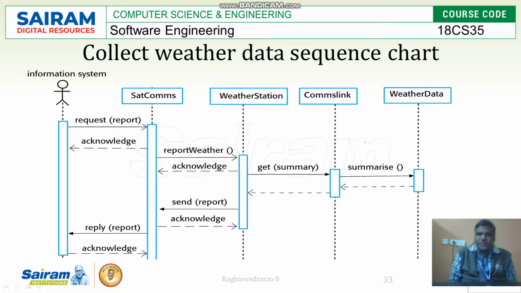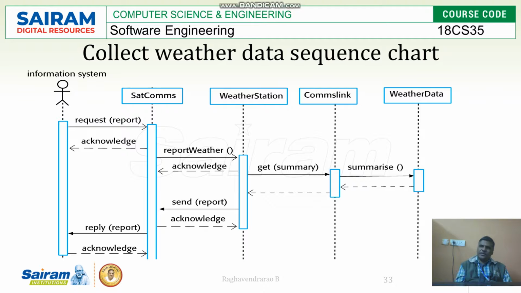Here is one example, where a data collection sequence chart is going to be there. Now, as I already discussed this in the previous format, the information system is going to request the report, and you will get the acknowledgements from the satellite communication. Then the weather report is going to be asked from that weather station, and it gets the summary of that, and the summarized weather data is going to be accepted.